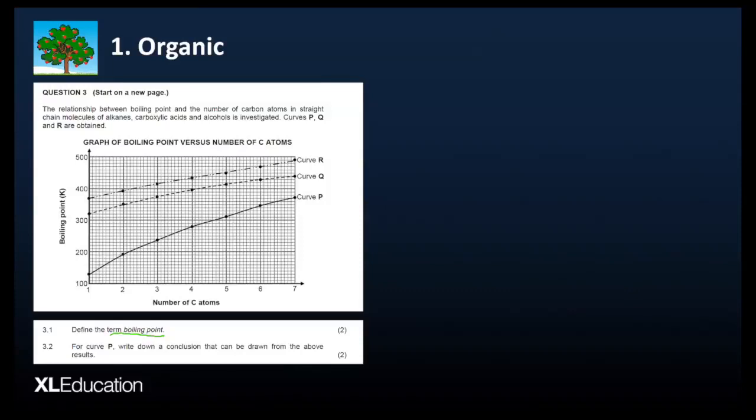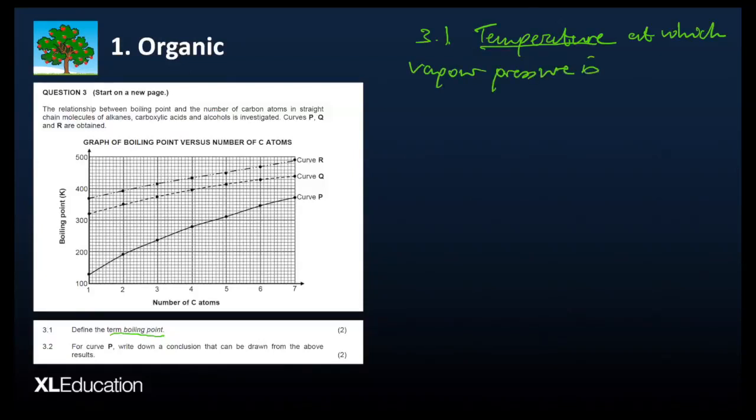Definitions are very critical, and guys, we should not play games when it comes to boiling point, right? Boiling point in simple terms is just the temperature at which vapor pressure is equal to atmospheric pressure. So there are no shortcuts for definitions. Right. So in the graph here, we should be in a position to tell which one is our boiling point.